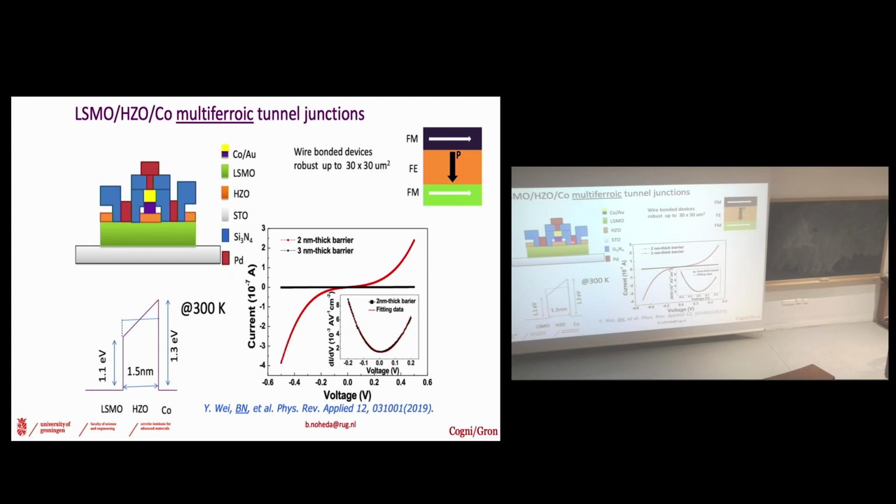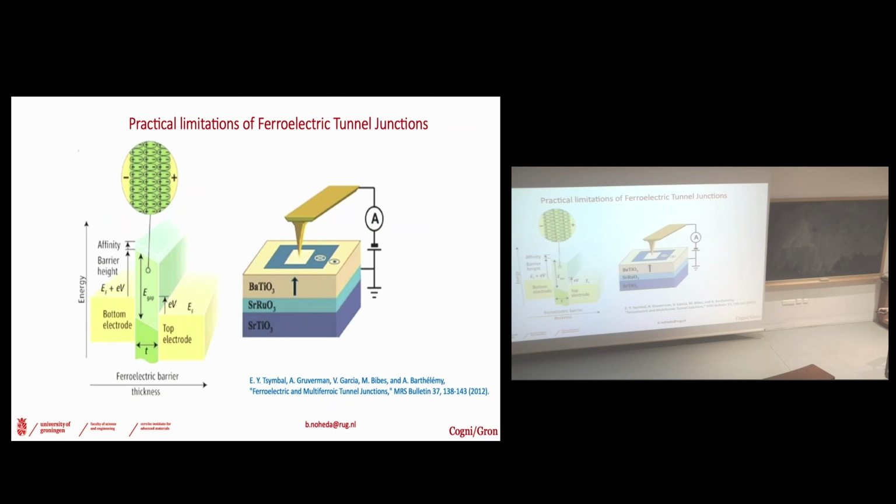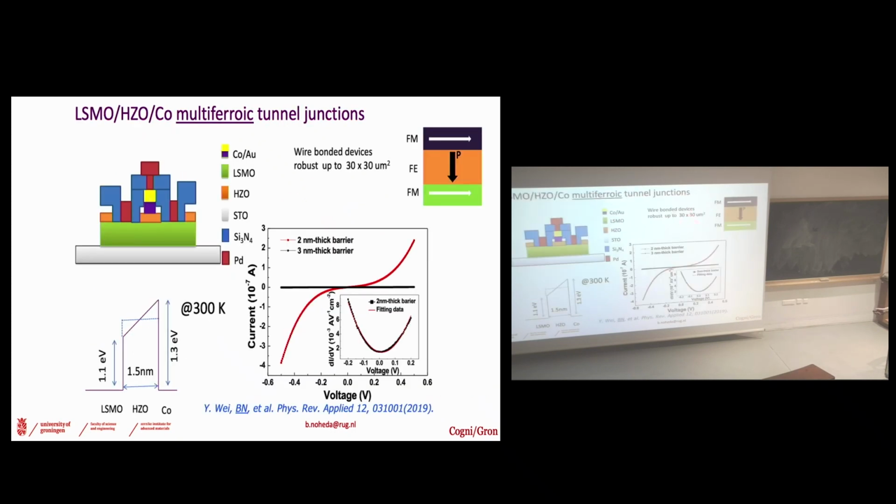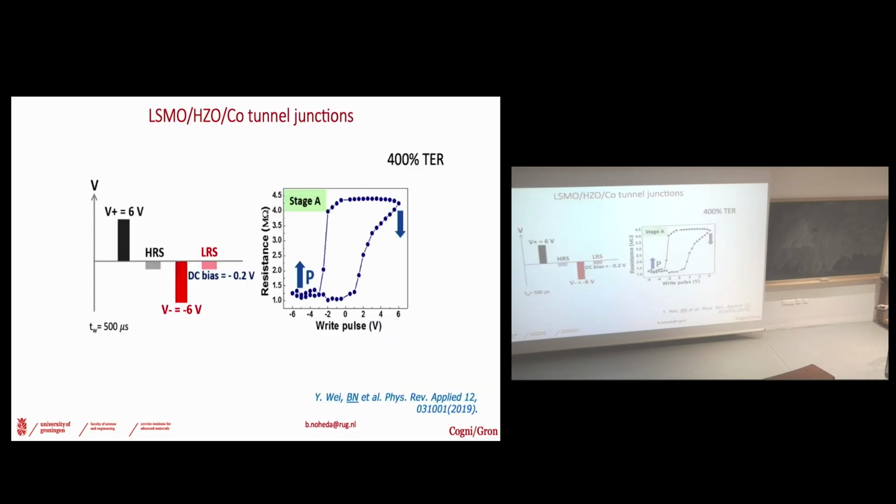Very beautiful devices. Here you see the Hafnia layer, which is only 1.5 nanometers. And you see this material is such a good insulator that if you actually use a 3 nanometer barrier, you already don't have any current. So this is actually quite interesting. And we could make devices that are 30 by 30 microns, actually. And they still function perfectly and without leakage, wire bonded, and so on. So that's actually quite nice.